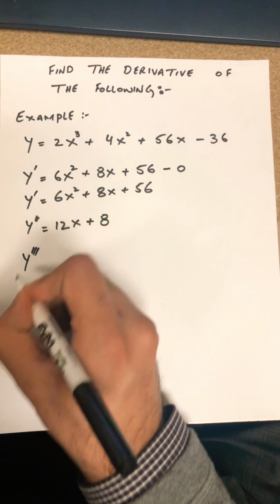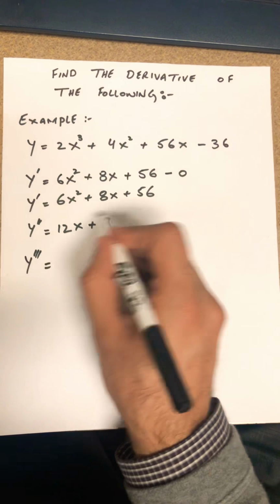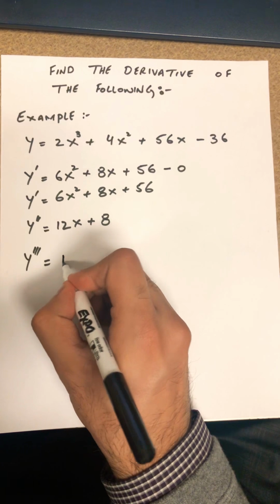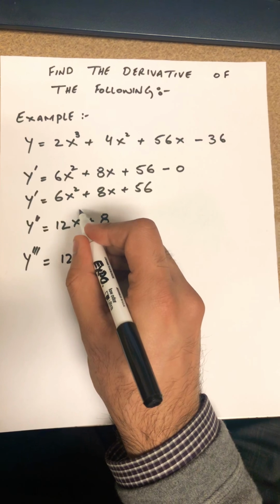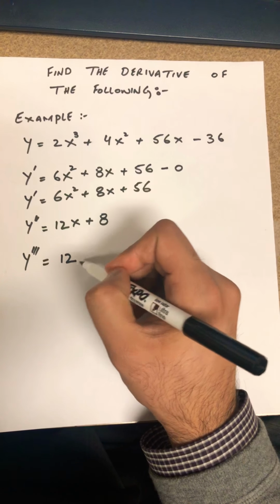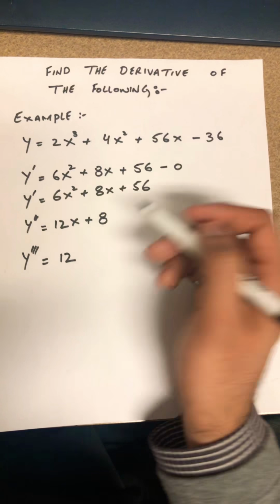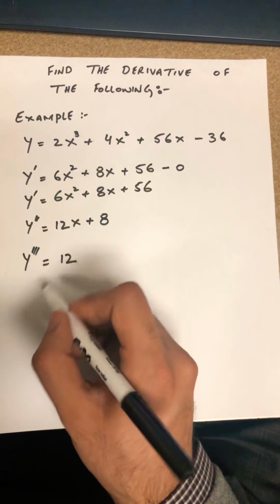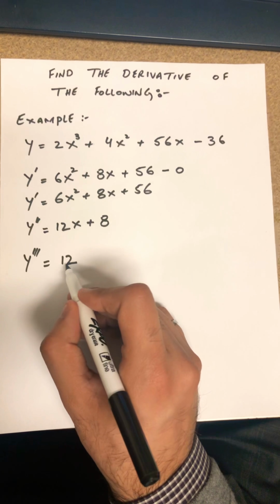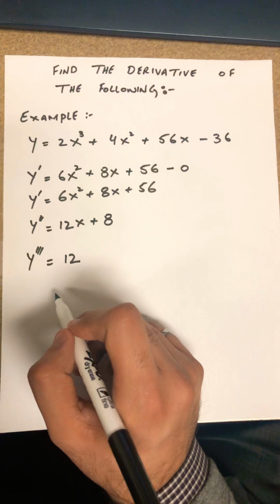We could take the third derivative. The third derivative of this term will be, we'll bring out the 1, multiply by the 12, and we'll have 12. X to the 1 minus 1 will be 0, x to the 0, so we just write 12. And the derivative of a constant is 0, so we don't really need to write it. So we have y triple prime equal to 12. So the third derivative would be 12.